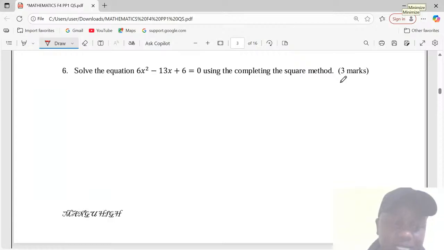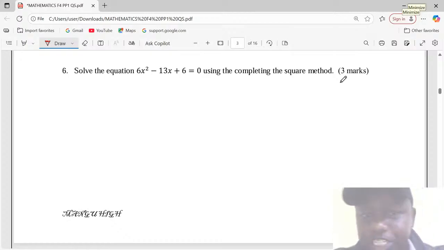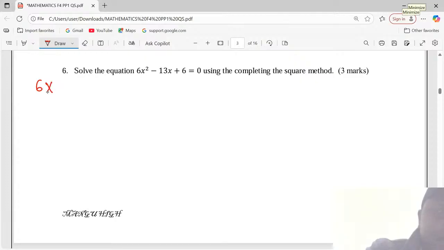Back to number 6. Solve the equation 6x squared minus 13x plus 6 equals 0 using the completing square method. So this is a quadratic equation which you've been told to solve using the completing square method. The first thing to do is to take the constant to the right hand side. Look at this: 6x squared minus 13x equals negative 6.